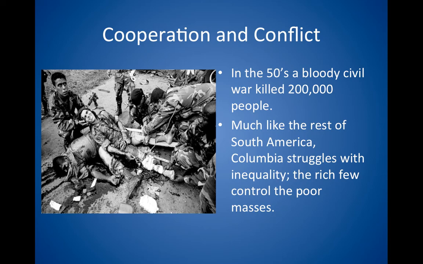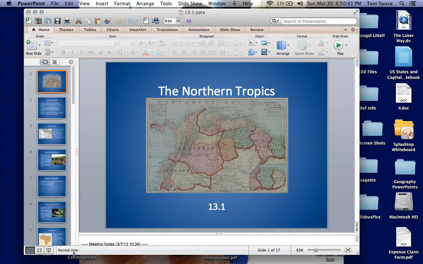Like many South American countries, Colombia struggles with the challenges that result from social inequality. A few people hold the majority of the country's wealth and power, while many suffer from extreme poverty. So that is the end of Section 1. This will lead us into Section 2, where we talk about the Andean countries, and Section 3 later on in the week will deal with the grassland countries.